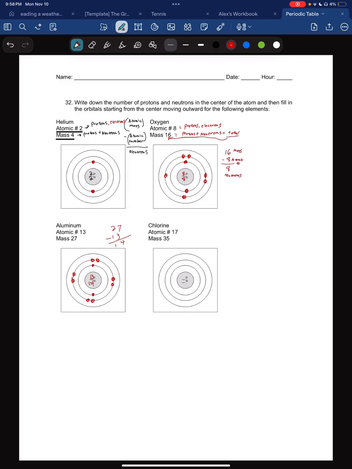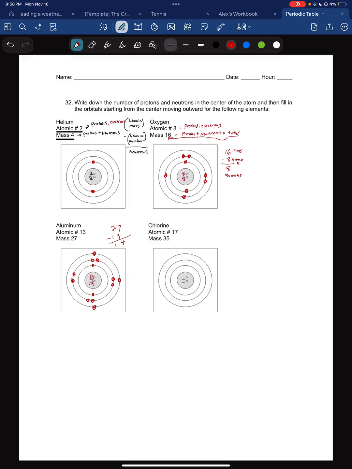Now, if you were to count up all the electrons that are present, we have 8 in the second, 2 in the first. That's a total of 10, so that means we need to have 3 more. There's no more space available in the first orbital or the second orbital, so we've got to place them in the third orbital. So 1, 2, and 3.